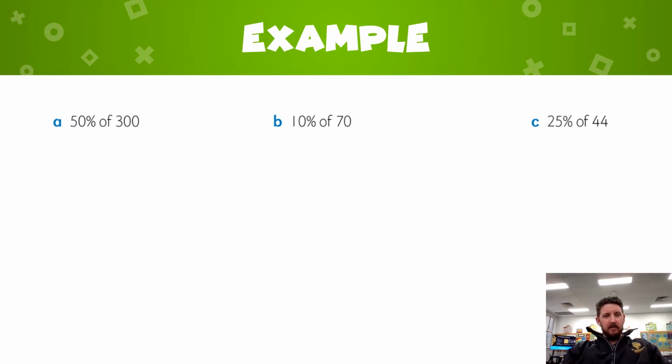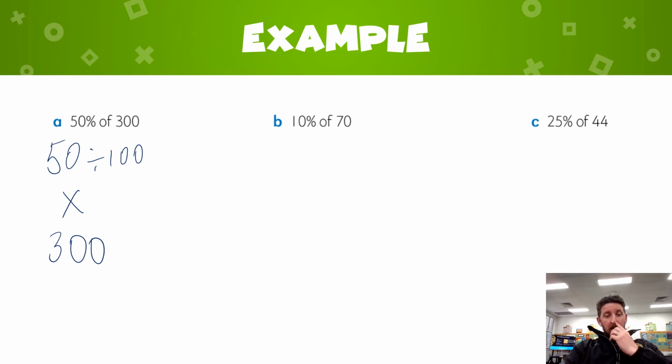Here we've got three examples. We've got 50% of 300, as I said. So I'm going to get my calculator out, and the first thing I'm going to do is type in 50, and divide it by 100, because I know that it's parts of 100. Then I'm going to multiply by my total, which is 300. Remember, of means multiply. If I go 50 divided by 100, I end up getting 0.5, and I times that by 300, and I should get 150.